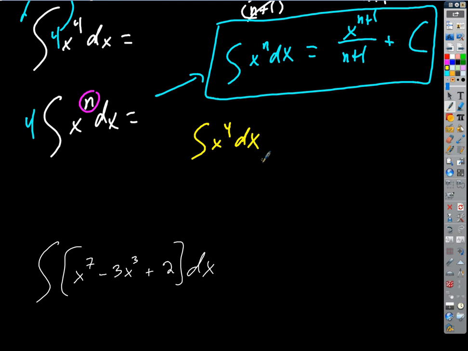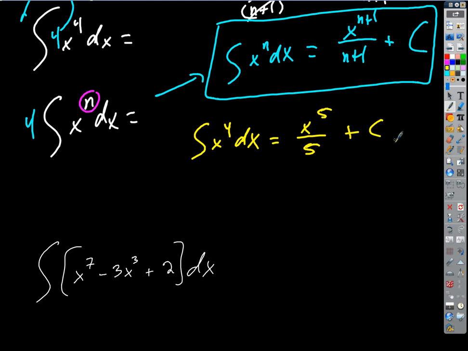So the answer is going to be x to the 5th over 5. Doesn't that make sense? Because when we differentiate, we want to have something on the bottom to cancel with that constant when I bring it out front. Plus C.